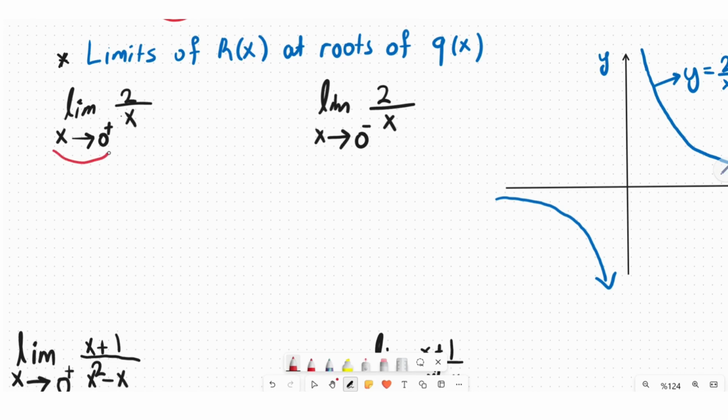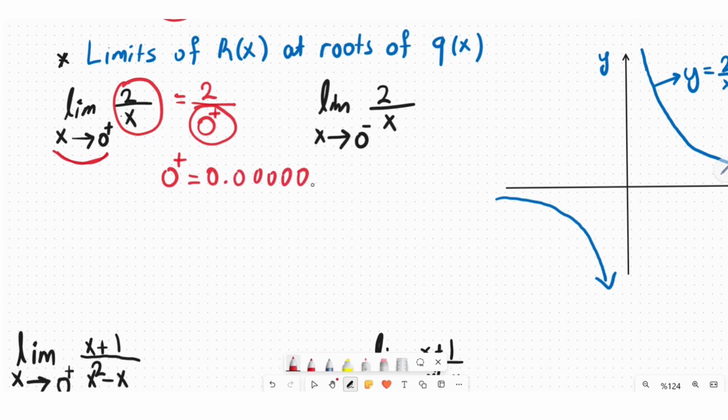Consider this basic example. We have the rational function 2 over x, a constant term over x. As x goes to 0 from the right-hand side, we can write here 2 over 0 to the power plus. We may regard this notation as some number which is very close to 0 but positive. For example, you may choose 0 to the power plus as 0.00000 dot goes like that and 1. So when you substitute any number like that into this position, you are going to have a sufficiently large value. Attention here, since x goes to 0 from the right-hand side continuously, we just write here infinity.